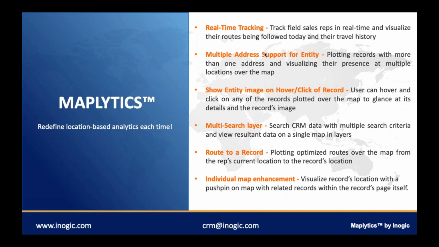The last feature on the list is the individual map. In this release, we have added some enhancements to the individual map. The individual map helps you to visualize your Dynamics CRM record in the form of push pins on the map. Apart from it, you will also be able to see the related records plotted on the same map.